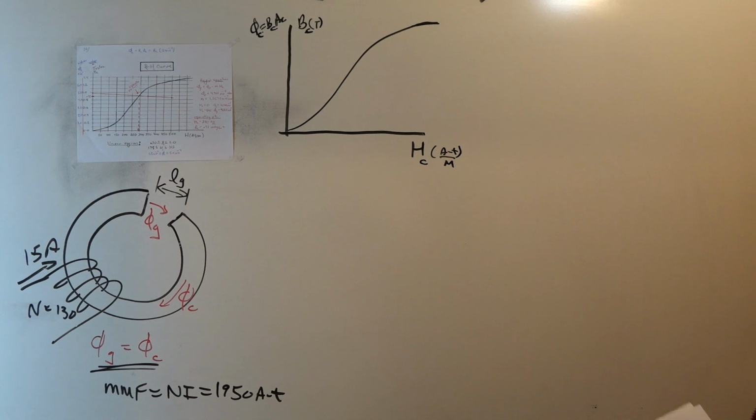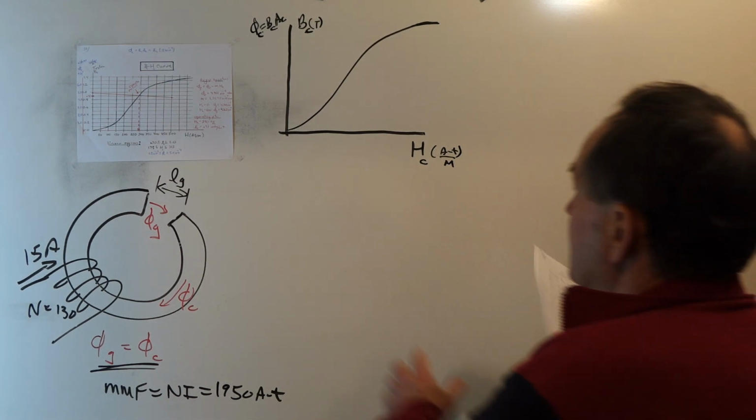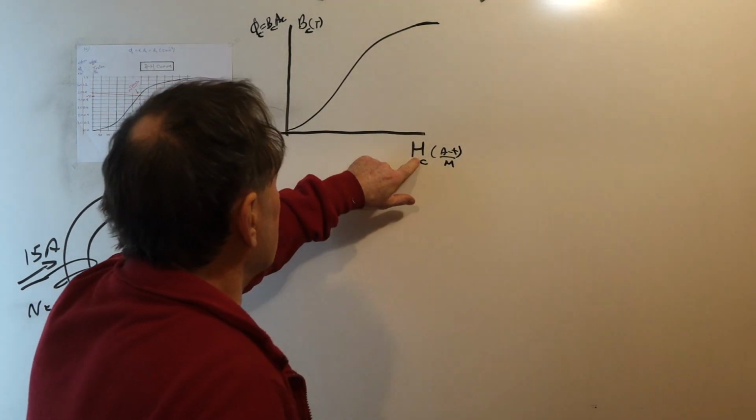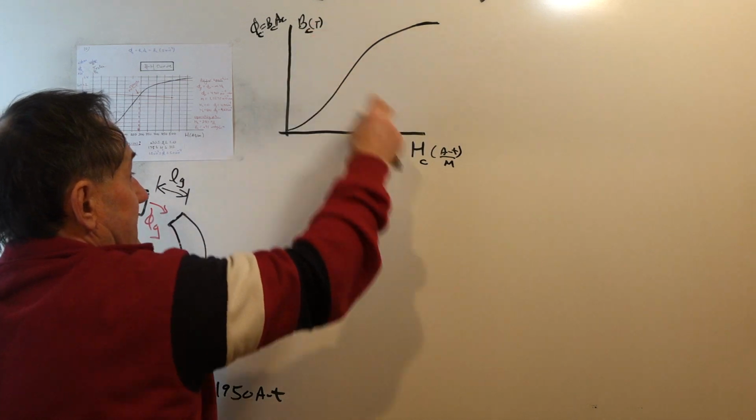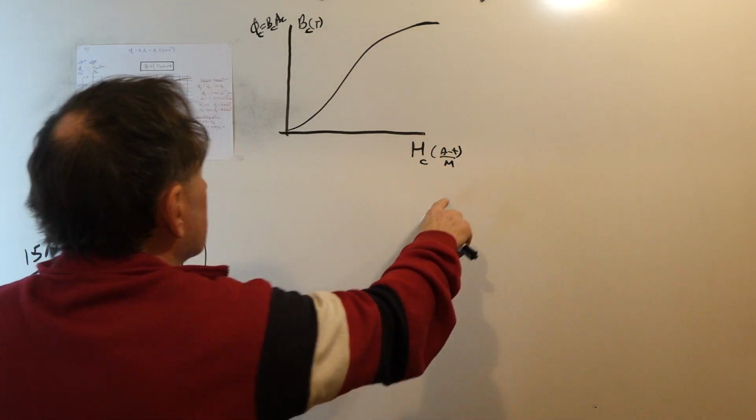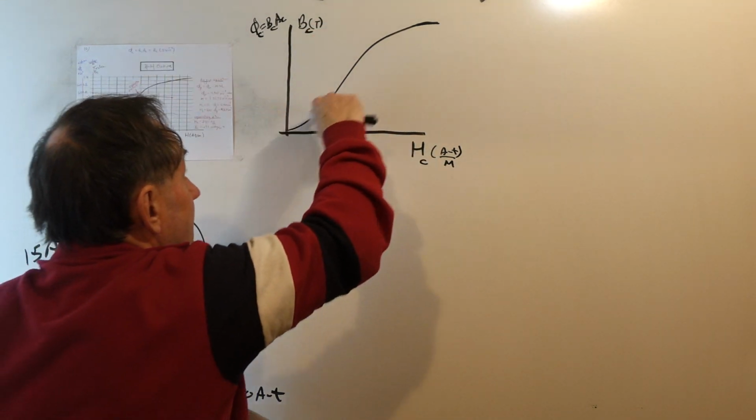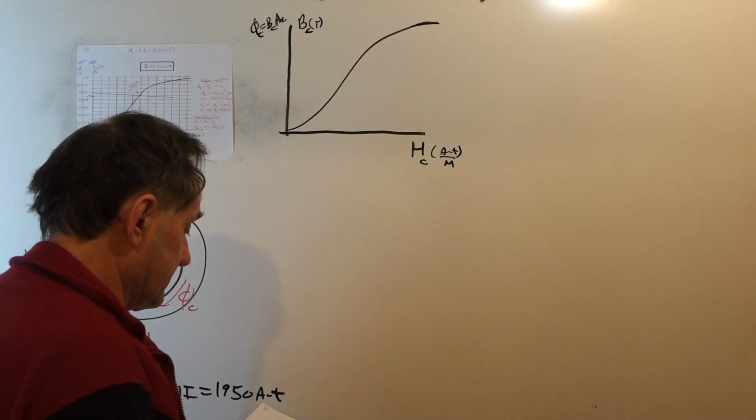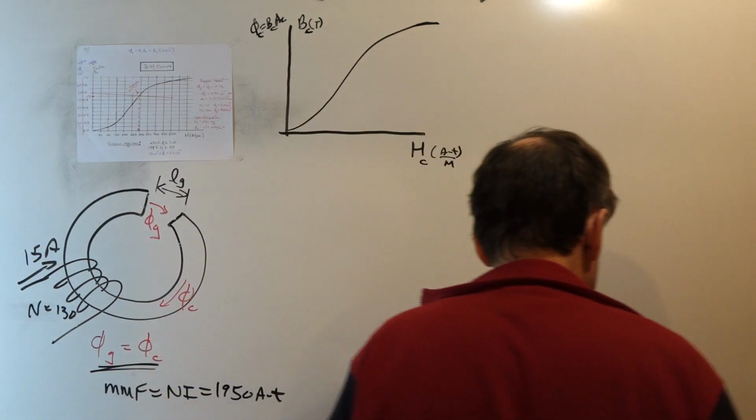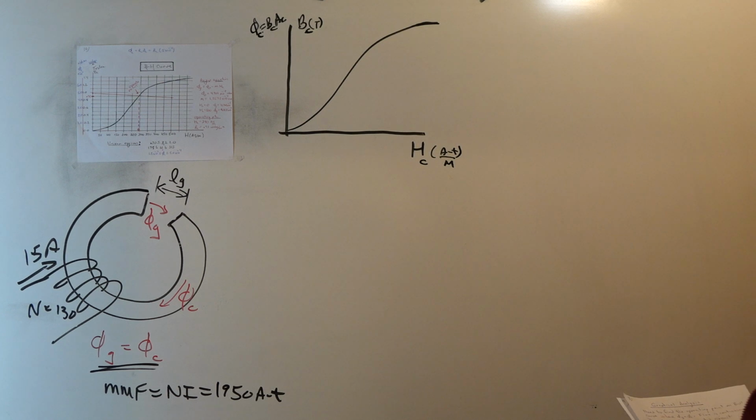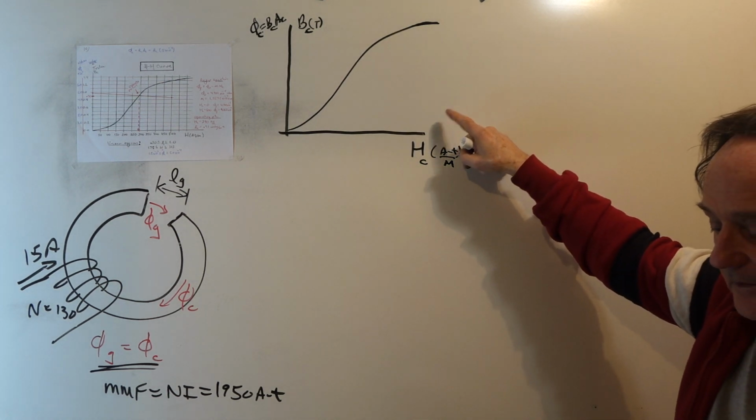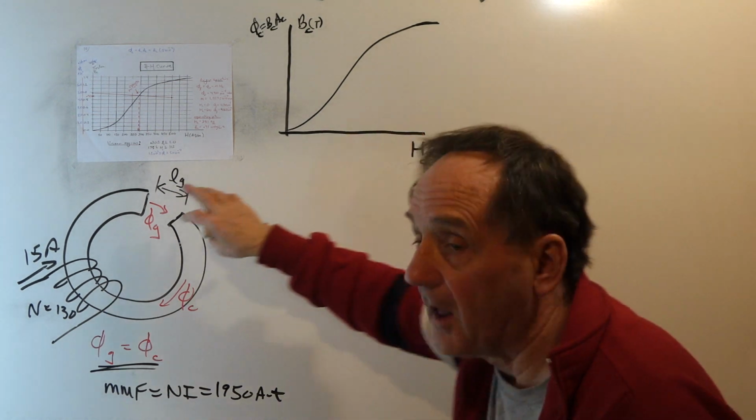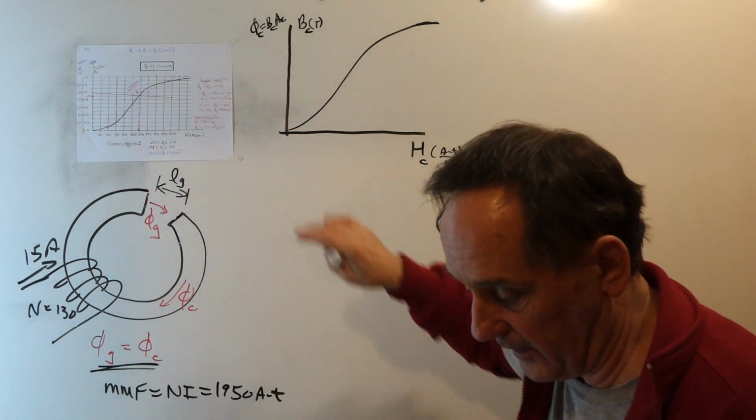Now, to find the operating point on the BH curve, the BH curve is for the core material, so I'll call this H of C and B of C. The B is given in Teslas, the H is given in ampere-turns per meter. And we have this nonlinear characteristic. And again, the flux is continuous throughout the magnetic circuit. The BH curve characterizes the magnetic field conditions inside the core, not in the gap, but in the core.